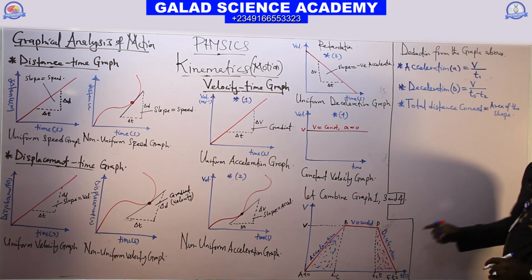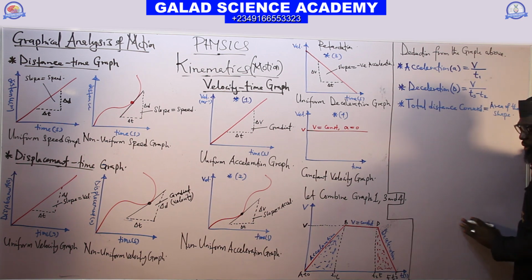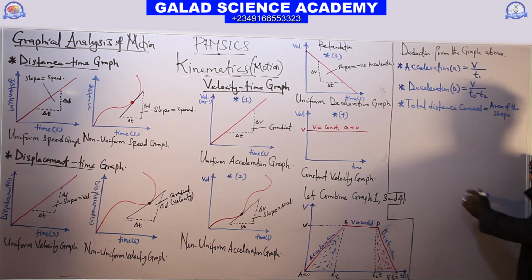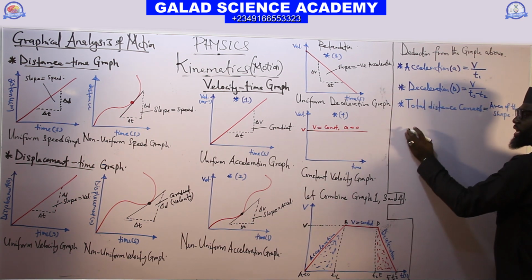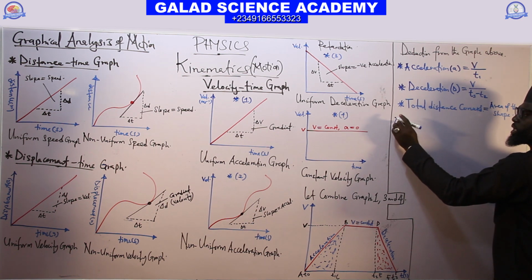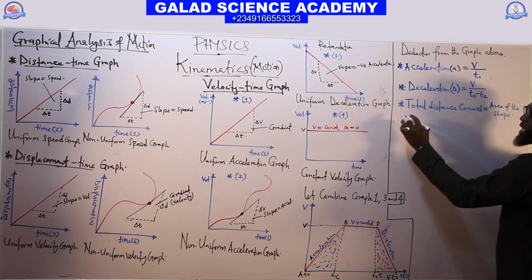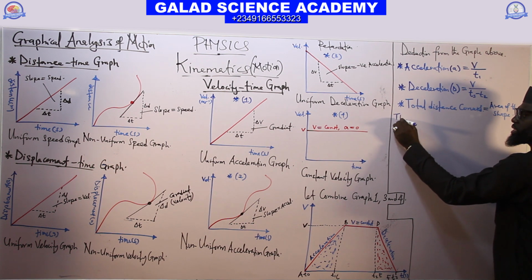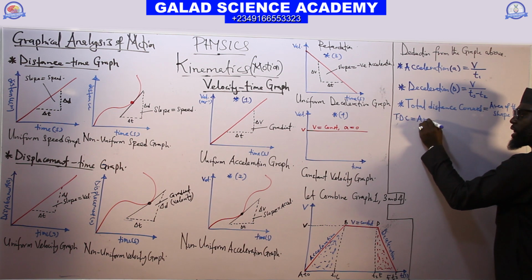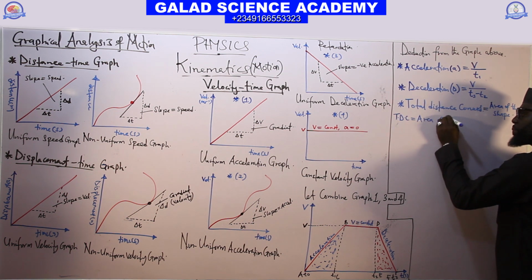And if you look at this place now, the area of this shape is a trapezium. Like I said, the area of this place is a trapezium. That's the total distance covered here. Total distance covered will be equal to the area of a trapezium.